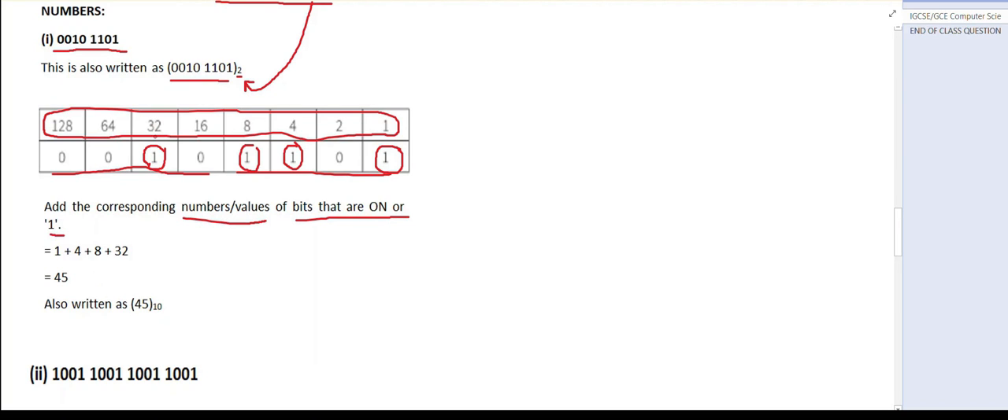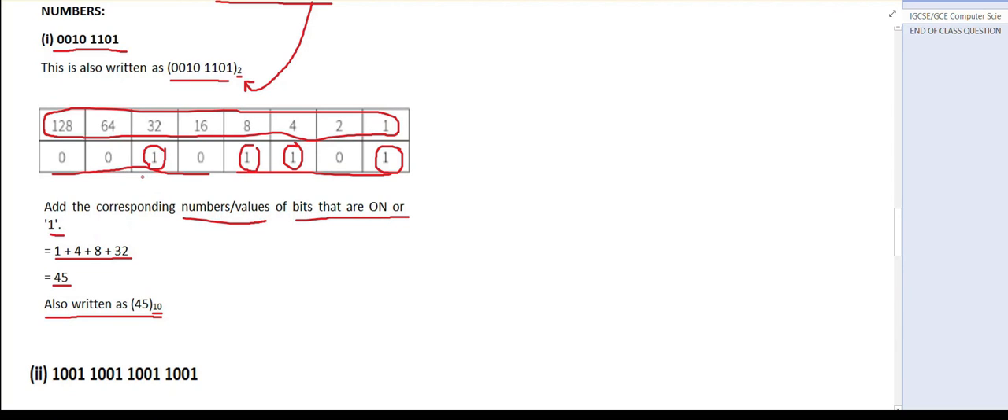Under these headings, the bits are 1. So add the powers of 2. For example, like this: 1 plus 4 plus 8 plus 32. We'll get 45. We can also write it as 45 to the base 10, because denary has base 10 and binary has base 2. Right? Remember, this is very important.